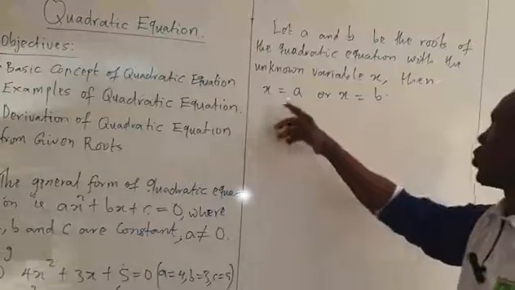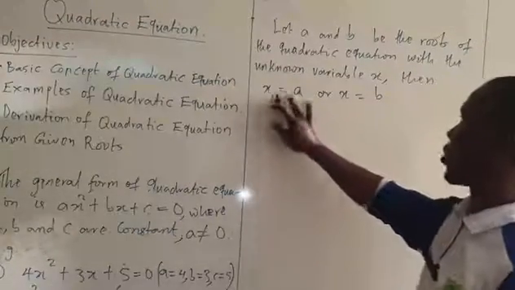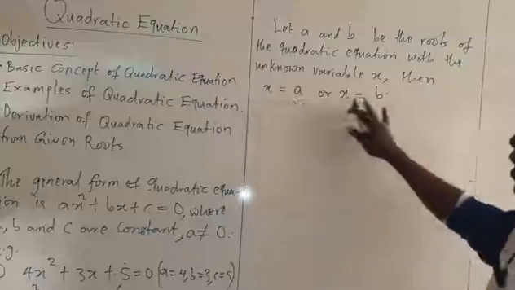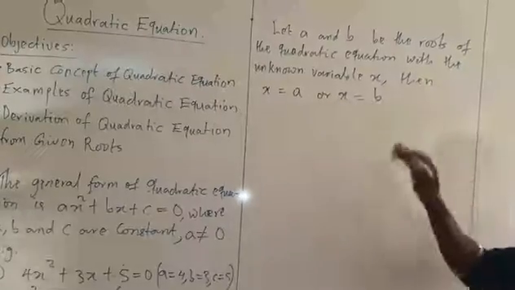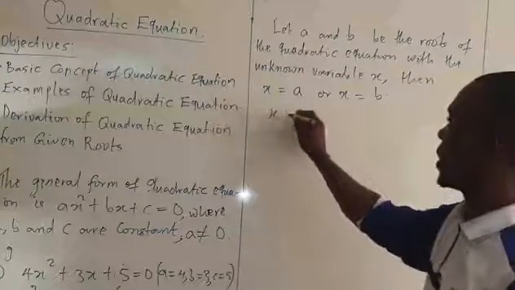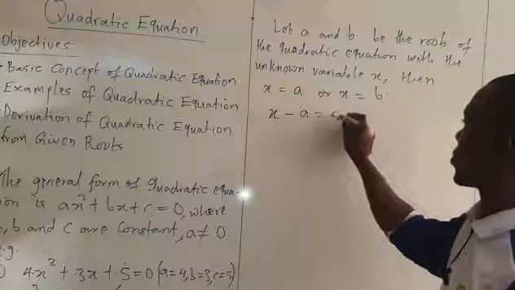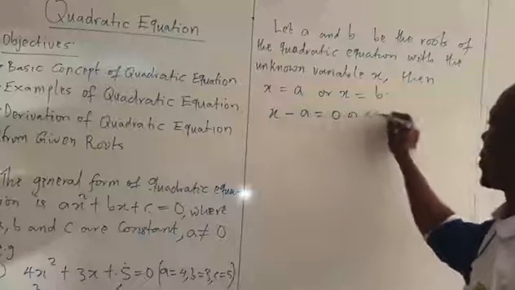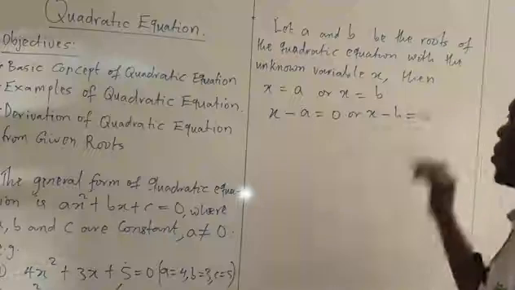Then the next thing to do is to write the zeros: x equals A and x equals B. So we now have x minus A equals 0 or x minus B equals 0.